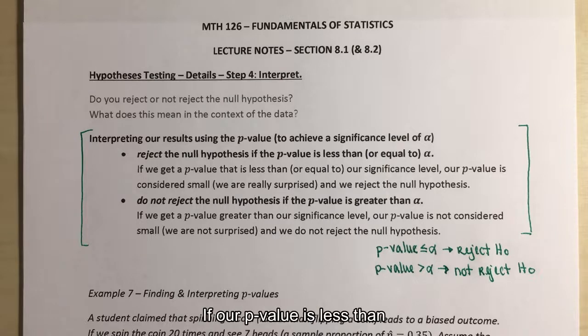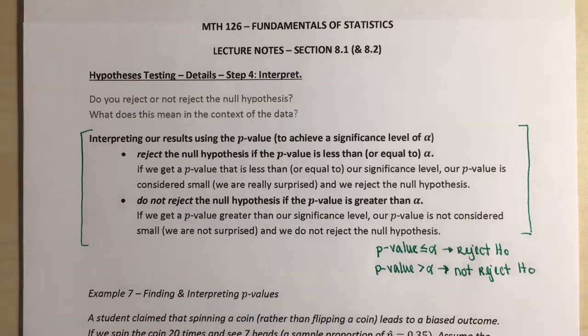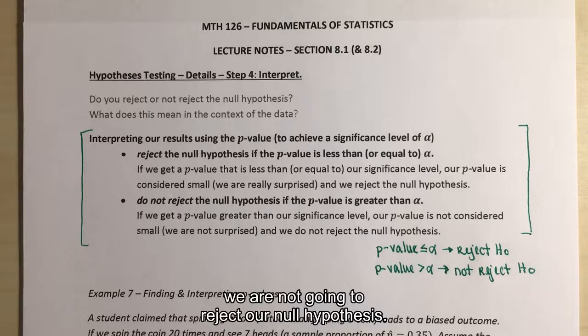So if our p-value is less than or equal to alpha, we're going to reject our null hypothesis. If our p-value is greater than alpha, we are not going to reject our null hypothesis.